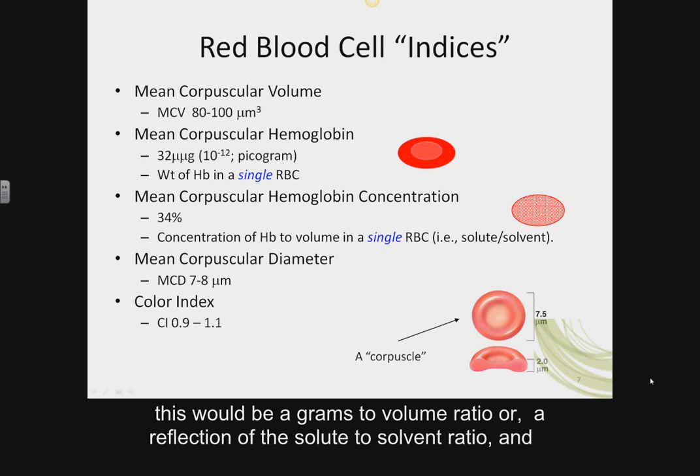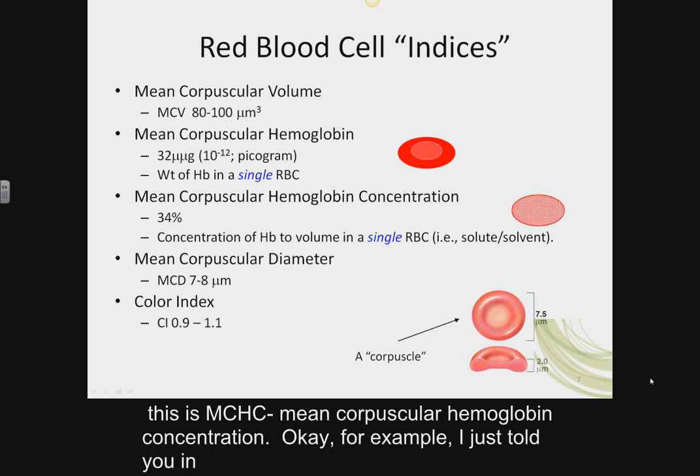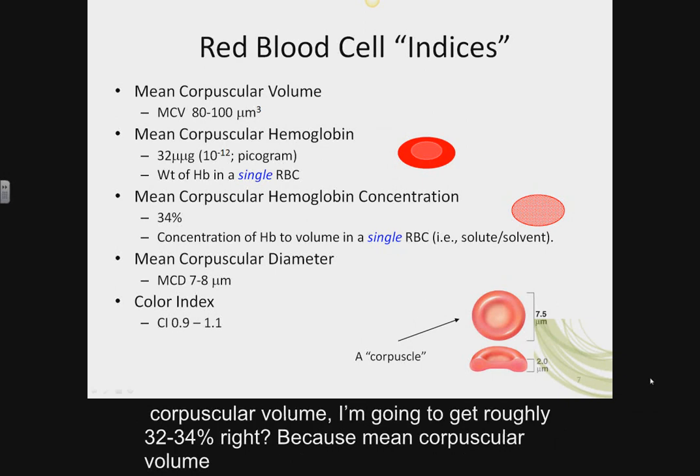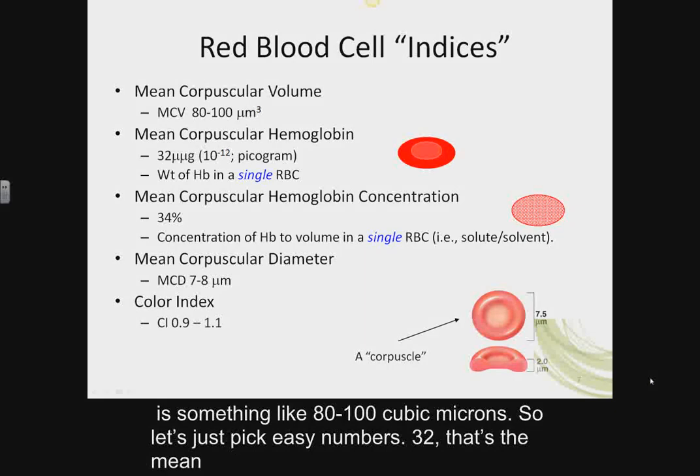And this is MCHC, mean corpuscular hemoglobin concentration. For example, I just told you in a single red blood cell there are about 32 picograms. If I divide that 32 by the mean corpuscular volume, I'm going to get roughly 32 to 34%, right? Because mean corpuscular volume is something like 80 to 100 cubic microns.